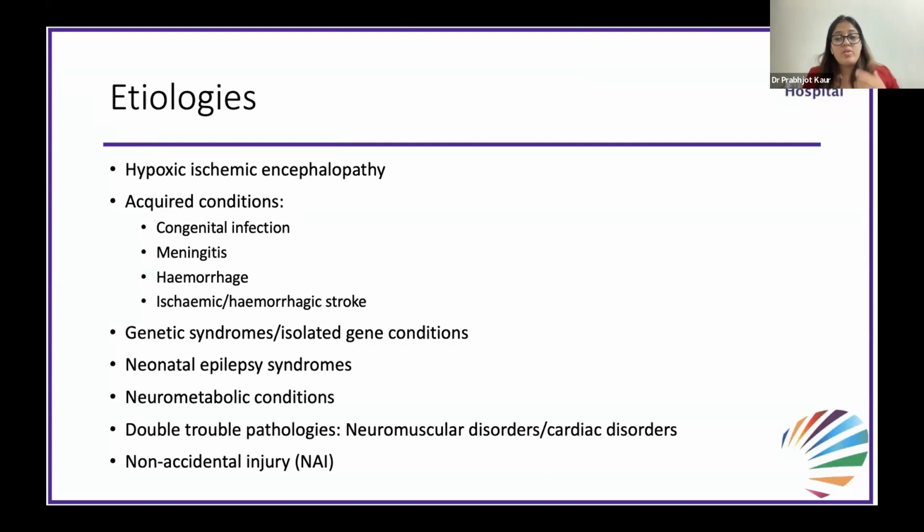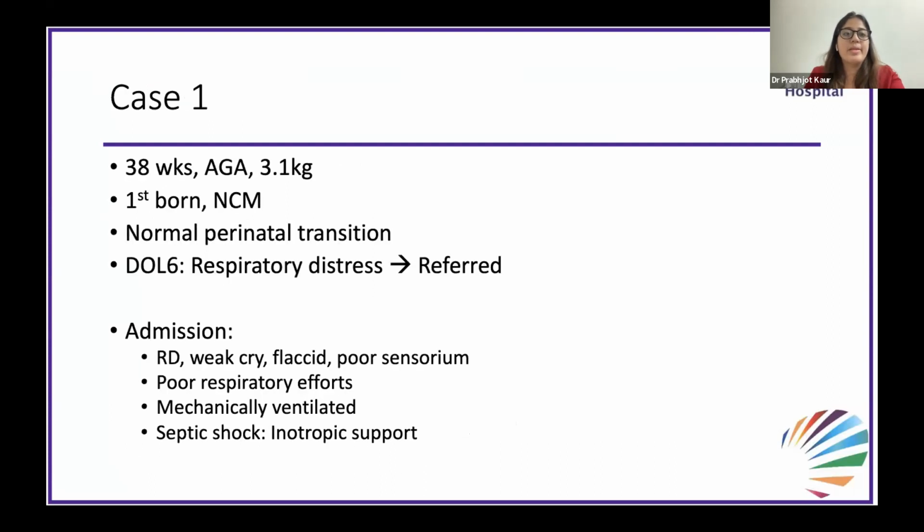Now, there are a group of pathologies which are known as double trouble pathologies. Why? Because these kids can present with neonatal encephalopathy, but it may be secondary to weakness or neuromuscular disorders, because of which the child is unable to breathe, and secondarily it results in a hypoxic ischemic event in the baby. Other than that, lower down the line, non-accidental injuries can also result in CNS injuries, which can manifest as encephalopathy.